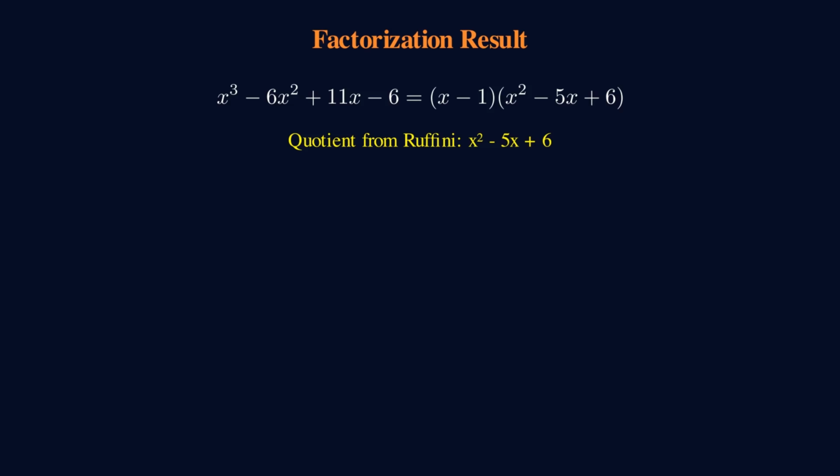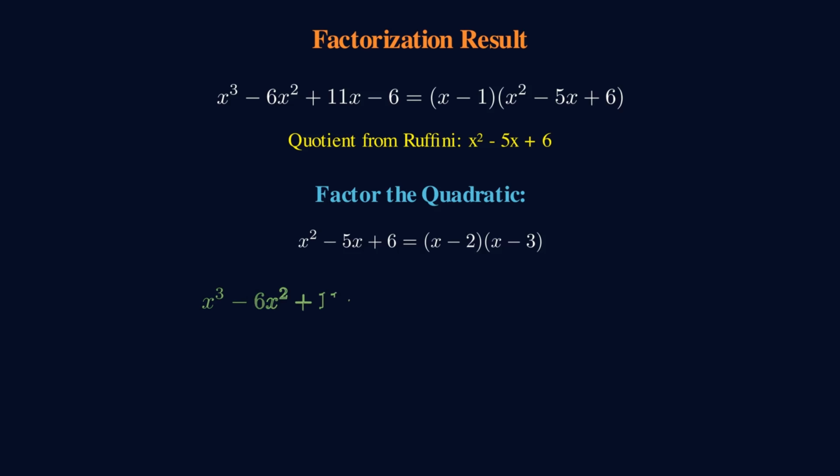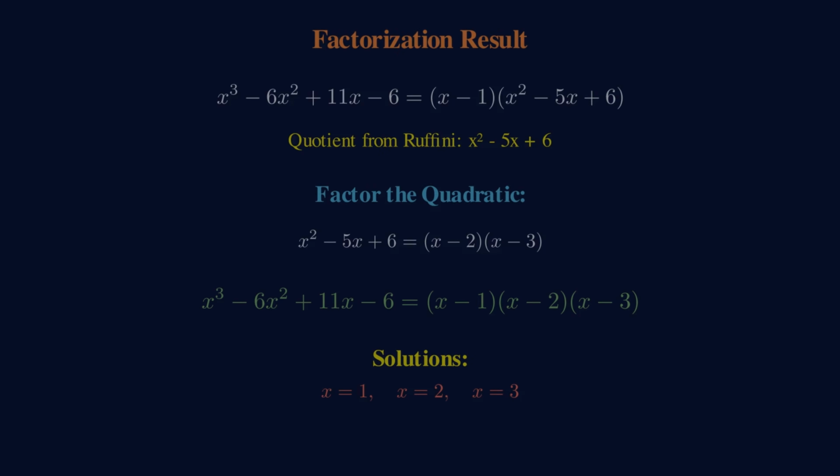To find all roots, we need to factor the quadratic. x squared minus 5x plus 6 factors as (x minus 2) times (x minus 3). Therefore, our complete factorization is (x minus 1) times (x minus 2) times (x minus 3). Setting each factor equal to 0 gives us our three solutions: x equals 1, x equals 2, and x equals 3. We can verify these by substituting back into the original equation. Each one makes the equation equal 0.